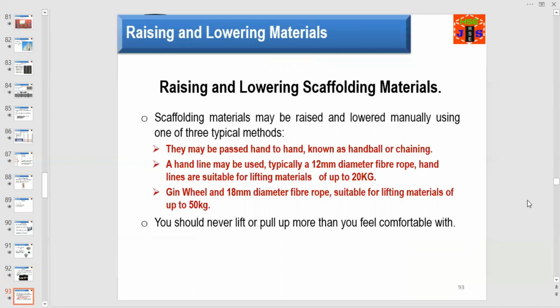Scaffolding materials may be raised and lowered manually using one of three typical methods. Number one, they may be passed hand to hand, known as handball or chaining. Number two, a hand line may be used, typically a 12 mm diameter fiber rope. Hand lines are suitable for lifting material of up to 20 kg. Number three, a gin wheel and 18 mm diameter fiber rope, suitable for lifting materials of up to 50 kg. But remember, you should never lift or pull up more than you feel comfortable with.